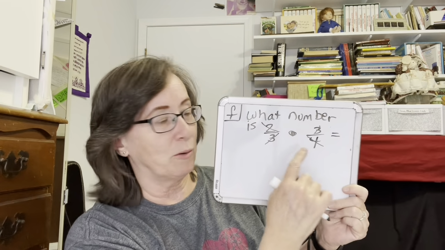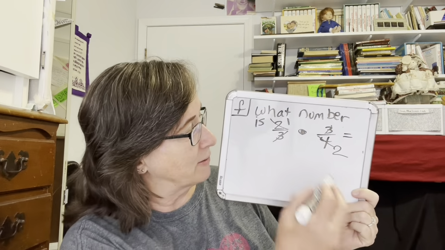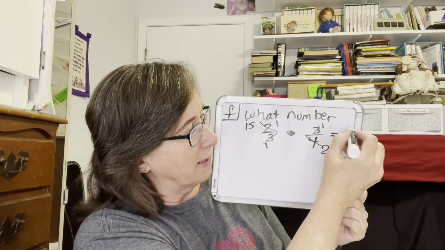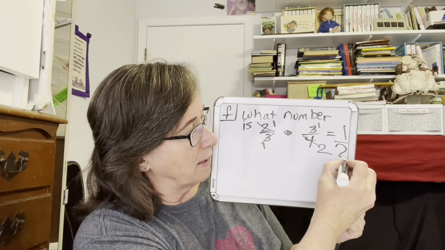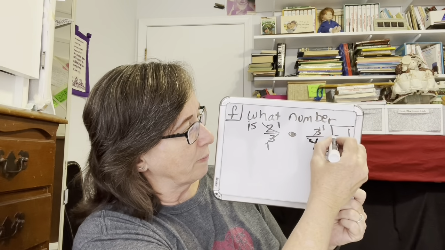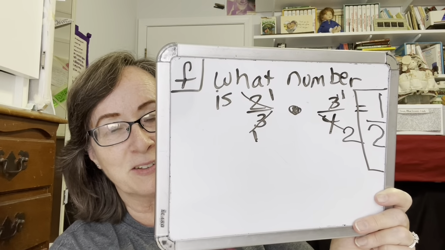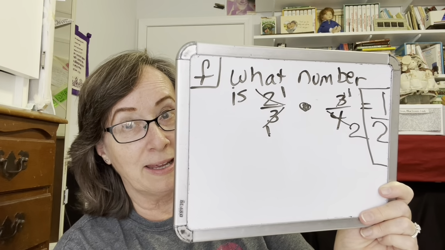And I'm dividing the top and the bottom of the whole result by 2. 2 divided by 2 is 1. 4 divided by 2 is 2. And now let's multiply what we have left. 1 times 1 is 1. 1 times 2 is 2. Okay? So when you multiply them together, you get 1/2.